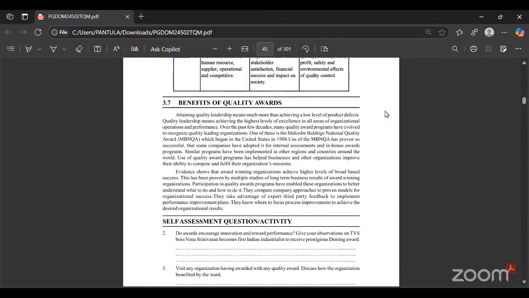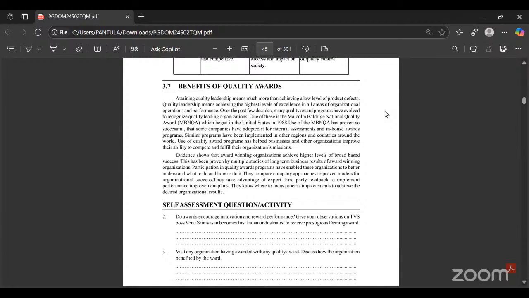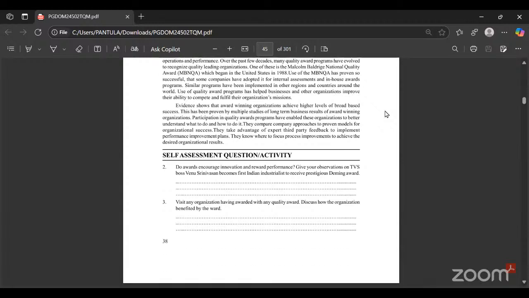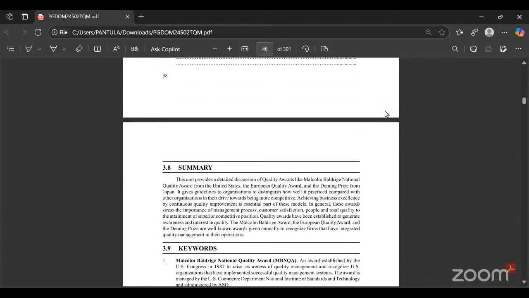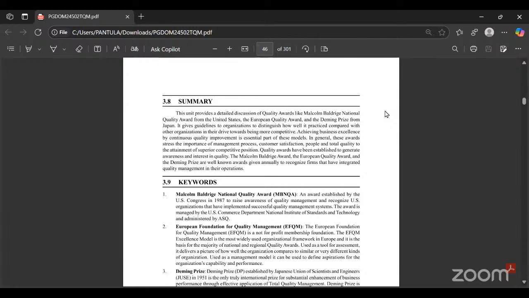The use of the MBNQA has proven successful. Some companies have adapted it for their internal assessment as an in-house award program. Similar programs have been implemented in regions and countries around the world. The use of quality award programs has helped businesses and other organizations to improve their ability to compete and fulfill their organization's mission. So let me sum this up. We have seen these three types of awards.